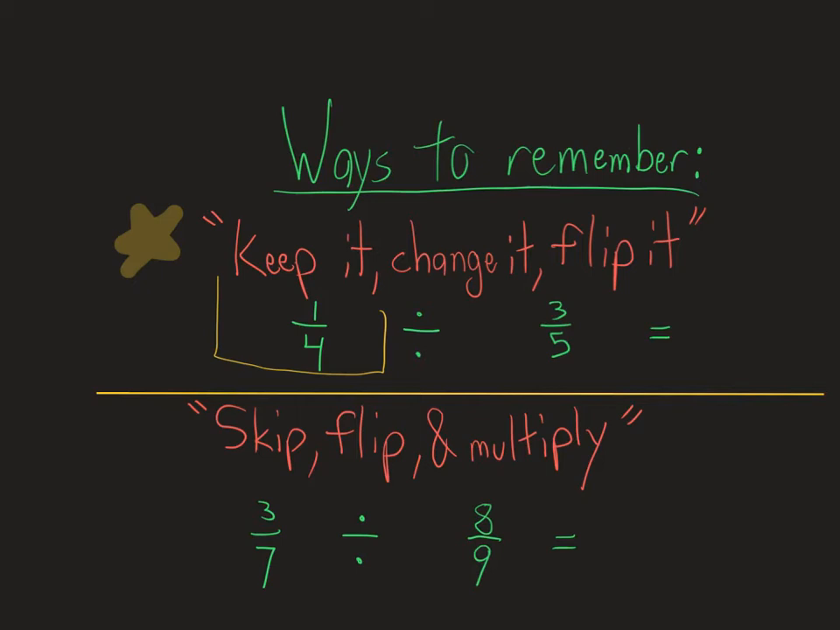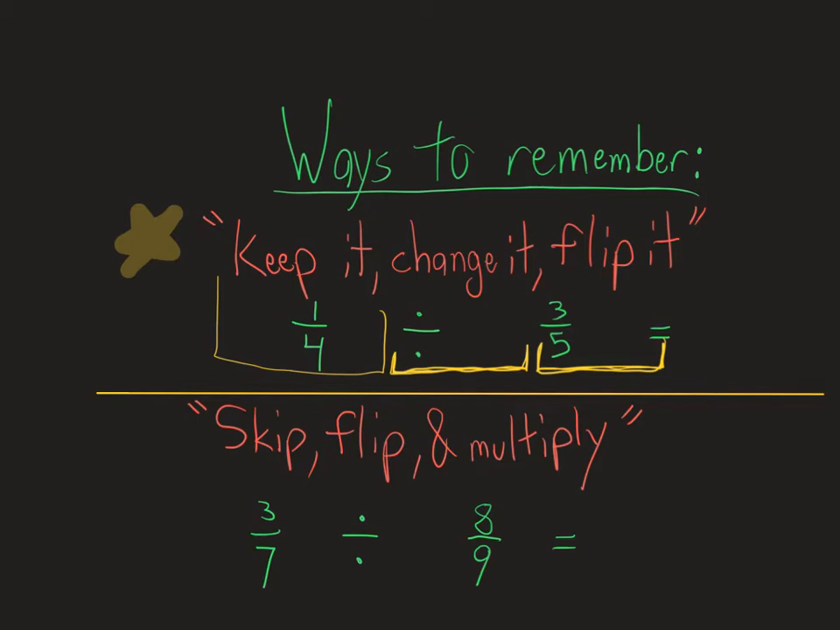Notice, we've got keep it, we've got change it right here. We change that division symbol to multiply, and then we've got flip it. And that's where you get the reciprocal. You flip that second fraction, 3/5.